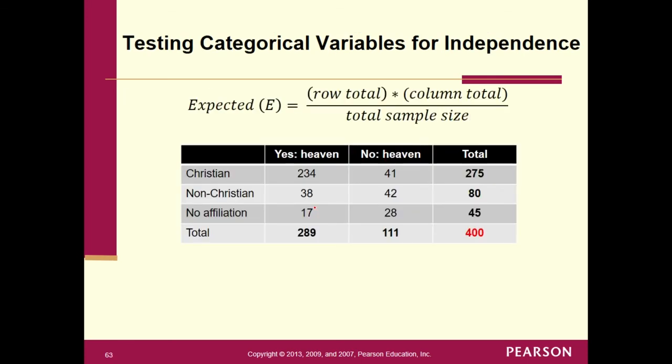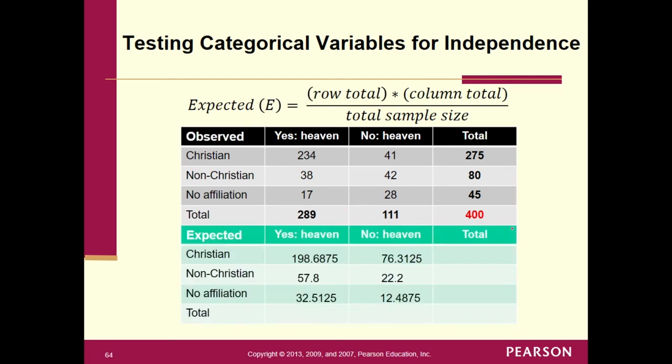Now we have to figure out the expected cell counts, but remember, those are good. What are we going to use to figure those out? We need the subtotals here, and then the total sample size. So I went ahead and did that really quick for you.